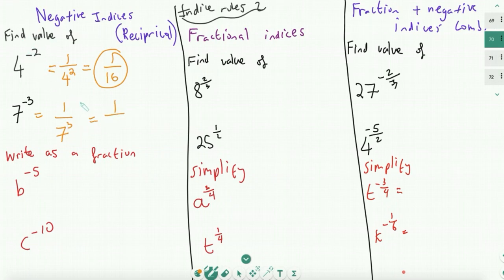1 over 7 cubed is 7 times 7 times 7. I think that's 243. Let's just double check. 343. And that's how you do negative indices.